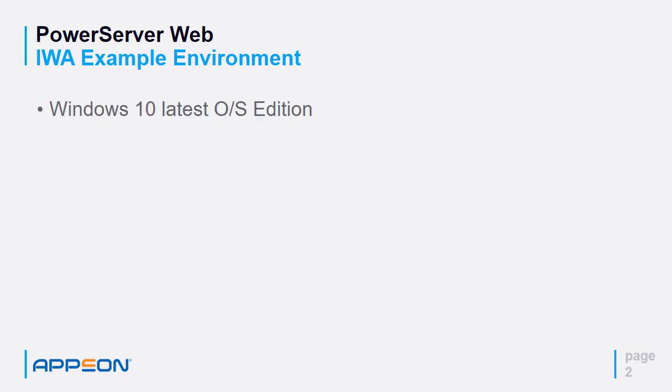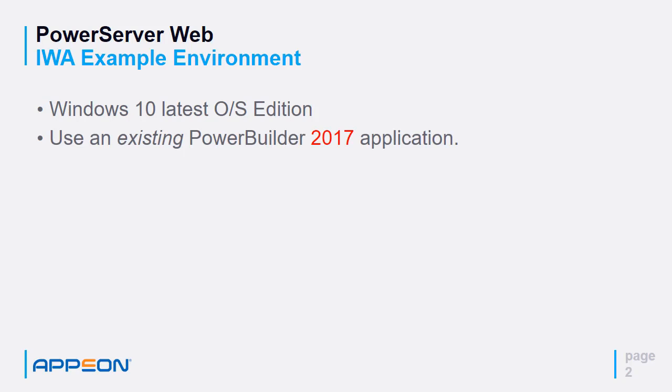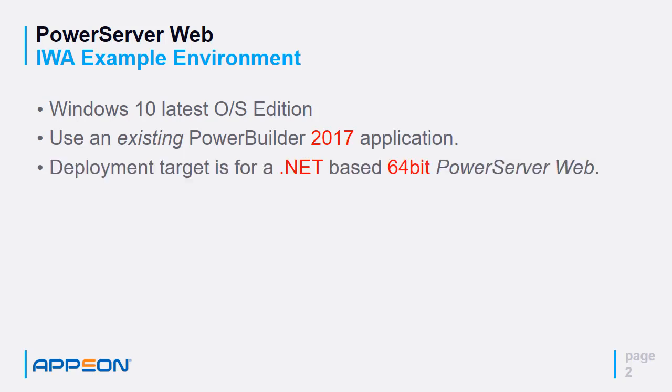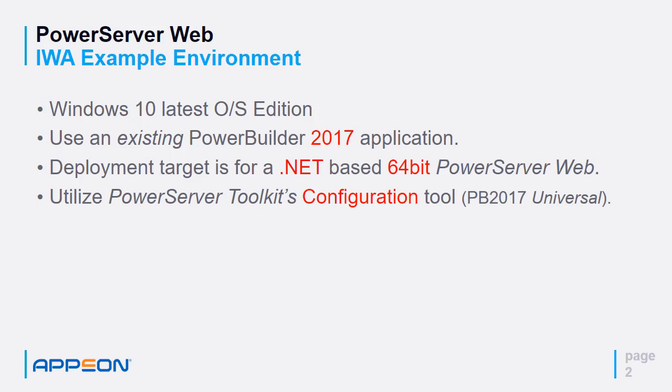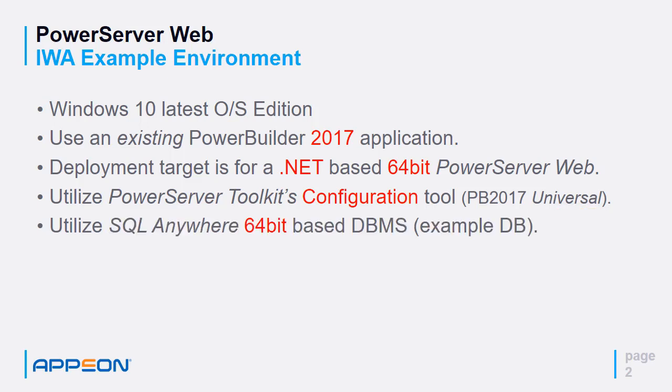For this tutorial, I'm using the latest Windows 10 Fall Creators Edition of the operating system. We'll be using an existing PowerBuilder 2017 application. The deployment target is for a .NET-based 64-bit PowerServer. We're going to utilize PowerServer Toolkit's configuration tool, found only in the PowerBuilder 2017 Universal Edition. And we're going to utilize the SQL Anywhere 64-bit version as the example database.